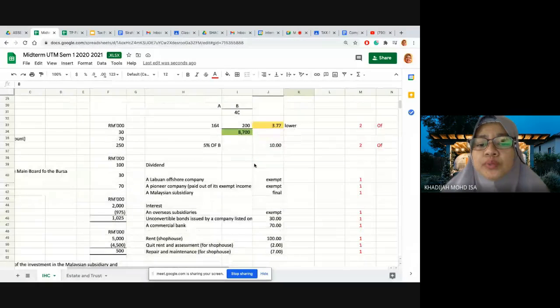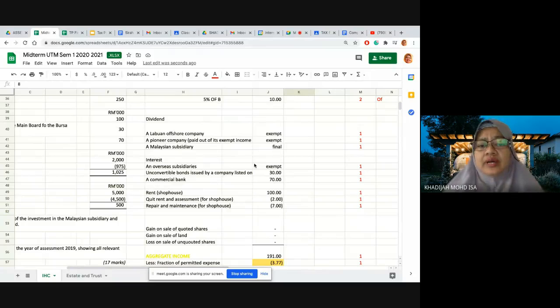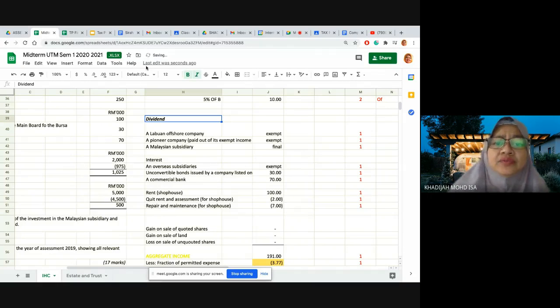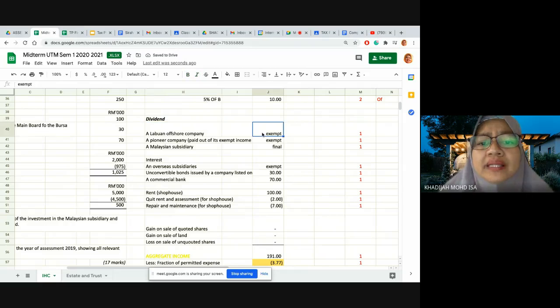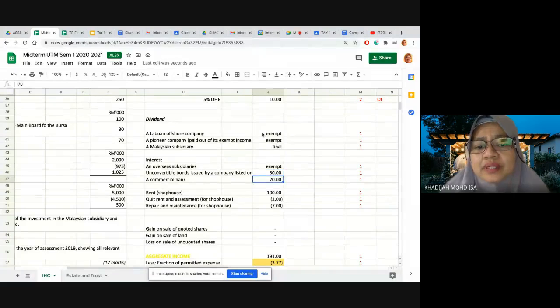But you just show me your workings, and then when it comes to your computation of your tax, your ISC, right? There were a few dividends earlier. So you show me that your Labuan offshore is exempt, Pioneer is exempt, and Malaysia subsidiary is final. Some students wrote exempt, and I do accept that. Interest overseas is exempted, and this one is taxable. Commercial bank is also taxable. Rental income 100, and then quit rent assessment of 2 and 7.